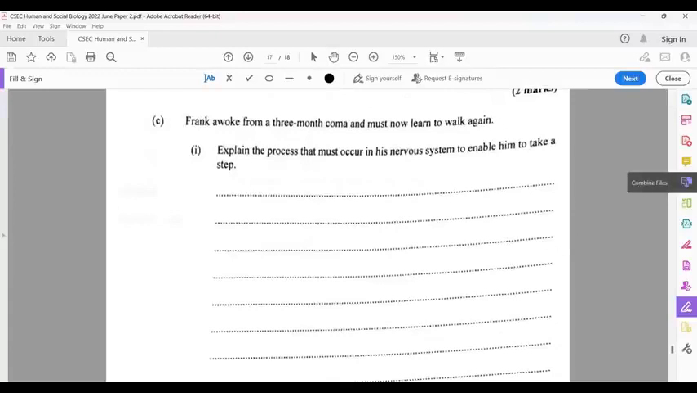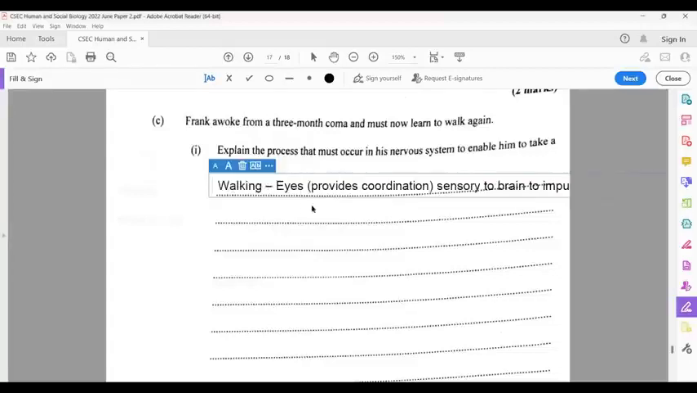Frank awoke from a 3-month coma and must now learn to walk again. Explain the process that must occur in his nervous system to enable him to take a step. Now, walking is not an automatic thing. It says he will learn it again, so he's learning it for a second time, which means it's an intentional thing. So it is not a reflex.